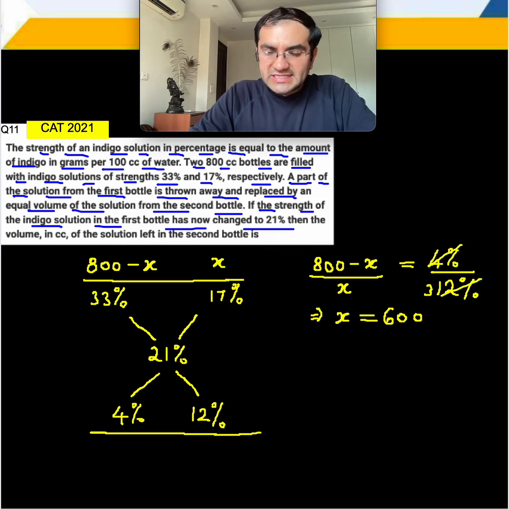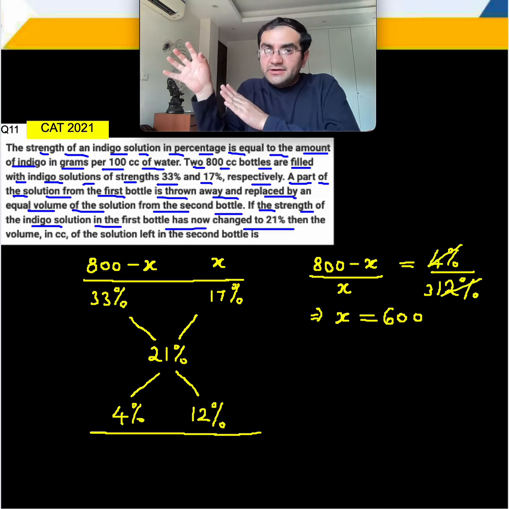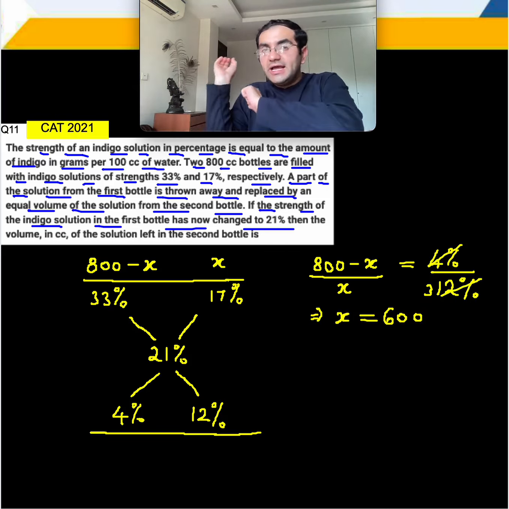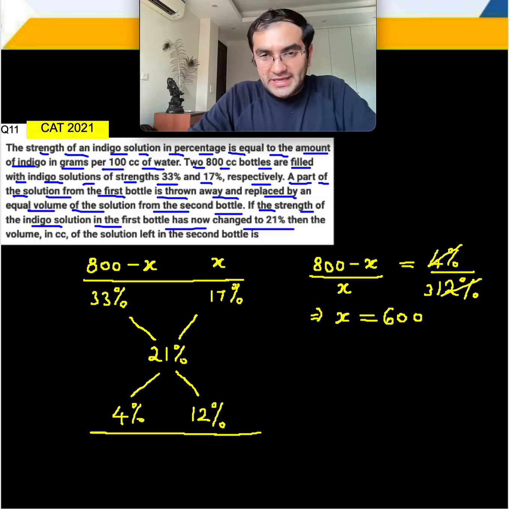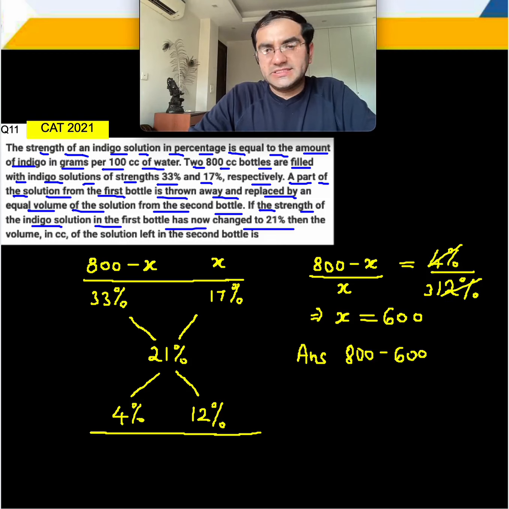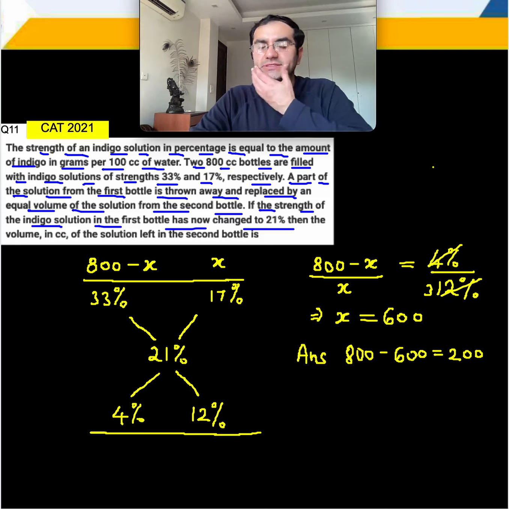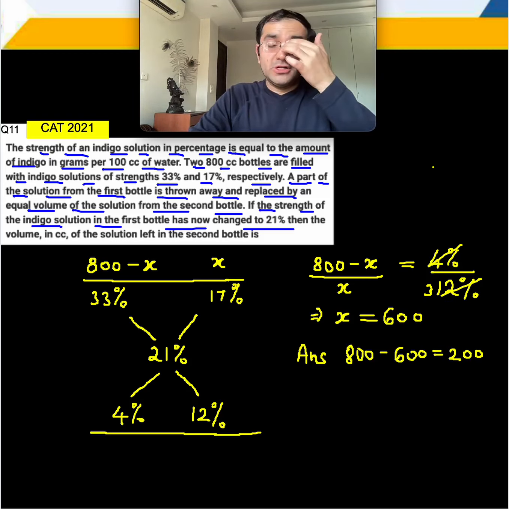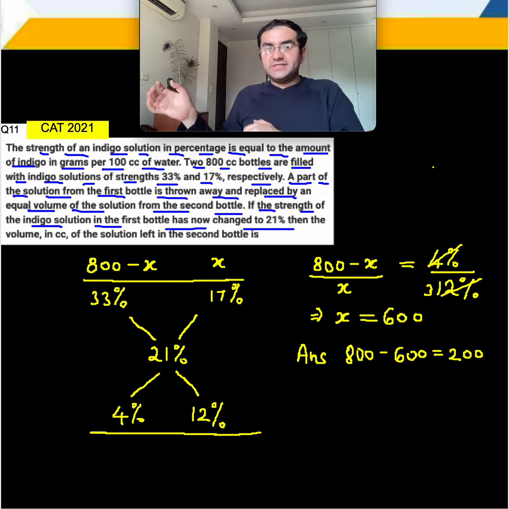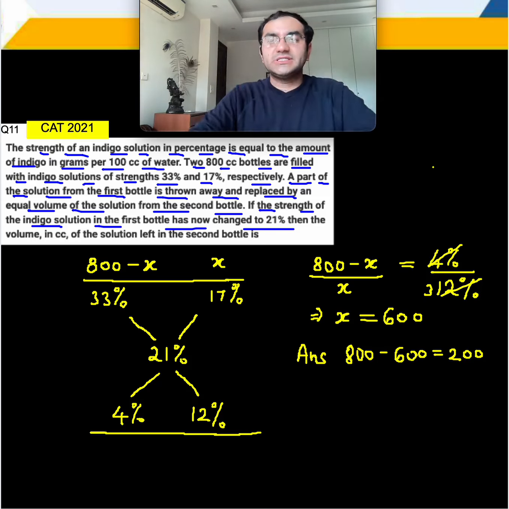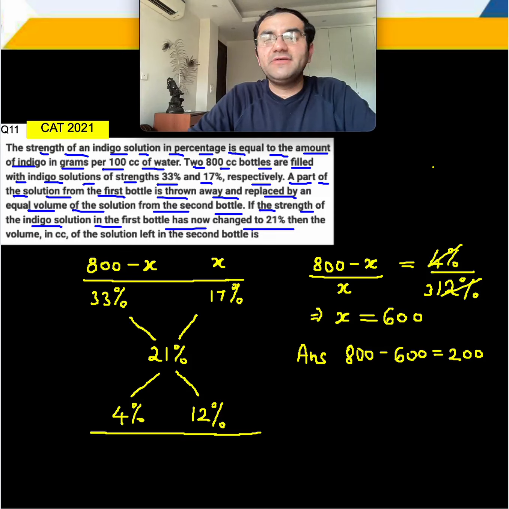If x is 600 and 600 from the second bottle has been thrown away, then how much is left in the second bottle? 800 minus 600 is left. 200 is the right answer. If in the second bottle, out of 800, 600 has been thrown away, how much is left? 800 minus 600 is left. The answer is 200. And this was question number 11.